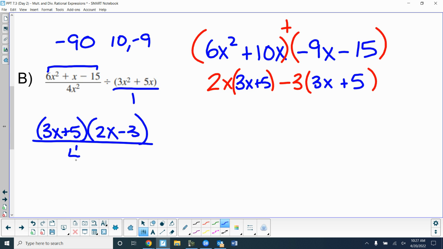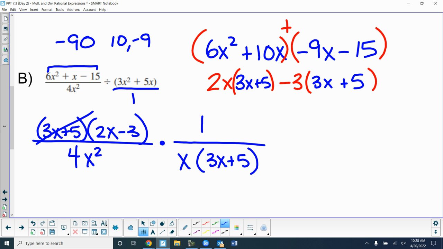This one I can't factor, it's already basically factored, 4x squared. Now remember, it's times 1 over, and then what goes into both of those? Just an x, right? And then 3x plus 5 when I take the x out and divide. So the 3x plus 5s go away. That's it. And then it's 2x minus 3 for the top. And 4x squared times x is 4x cubed.